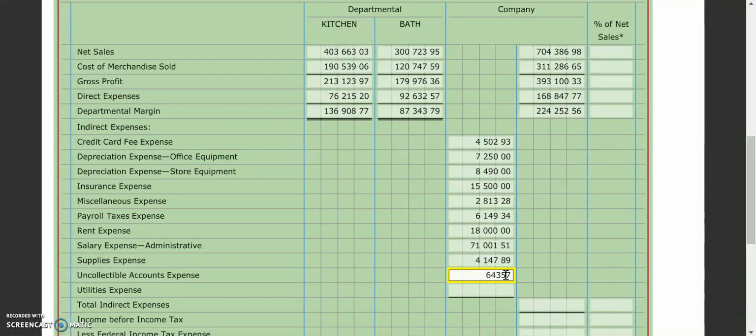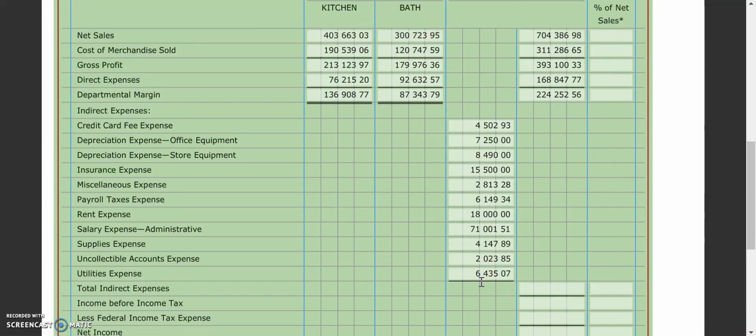$2,023.85. This just goes to show that with the amount of numbers that we have, we really have to be careful that we are getting the right number and putting it in the right spot, because it's easy to get off track with the amount of numbers that we have. So again, uncollectible account should be $2,023.85. Utilities should be $6,435.71.